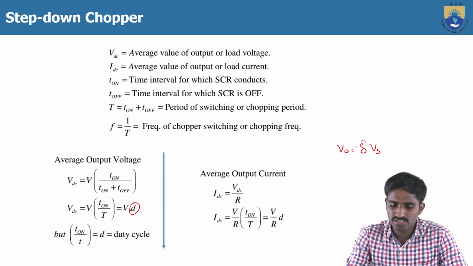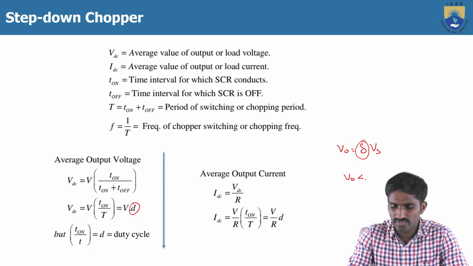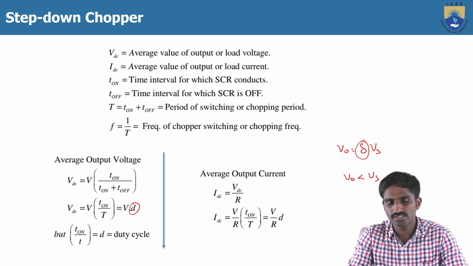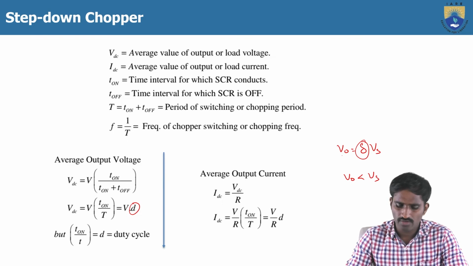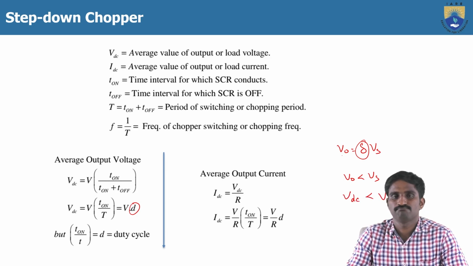By changing this delta value, V naught will change, and in this case V naught is always less than the Vs. Of course, anyway, EDC is equal to VDC by R. VDC just now we have calculated. Instead of V naught, here they have considered VDC. So VDC is always less than V.